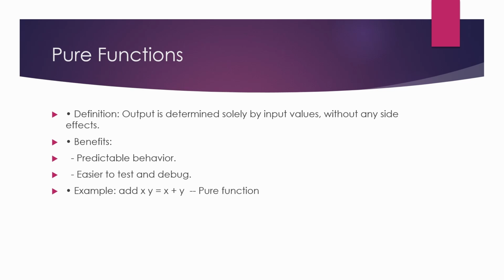Next, we will discuss pure functions. A pure function's output depends solely on its input values with no side effects. This makes pure functions highly predictable, easier to test and debug. An example of a pure function is a simple addition function, where the result is always determined by the inputs and no external states are modified.